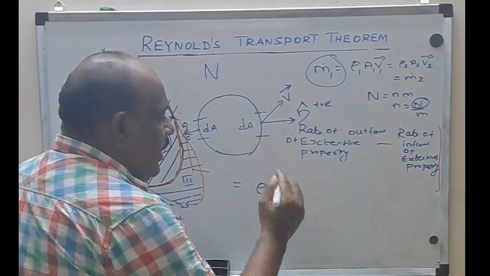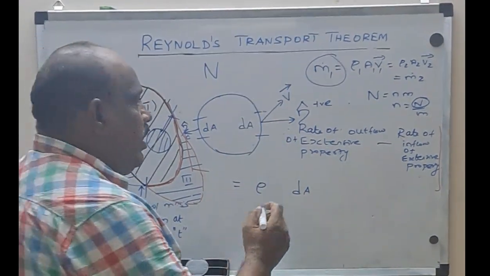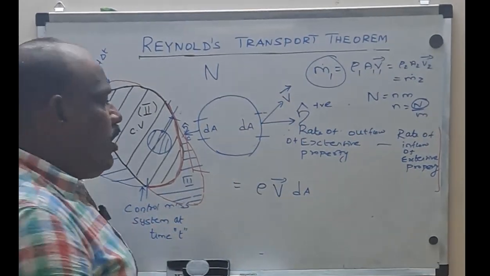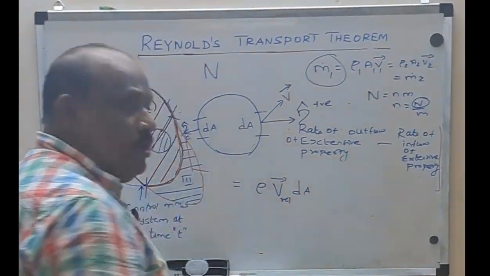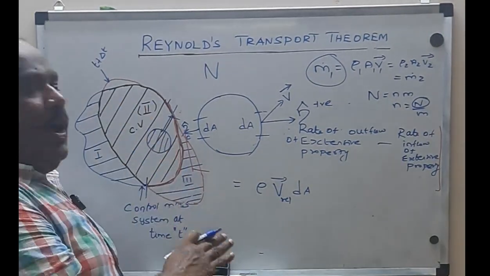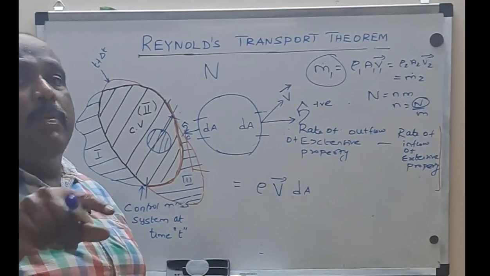So it's rho. Area is nothing but dA, because I have taken the elemental control surface. V is nothing but what? This capital V. If you want to make it more clear, we can put V relative also. What is V relative? The outflow velocity with respect to the control volume. Or if you are able to understand this, it is enough to put only rho V dA.